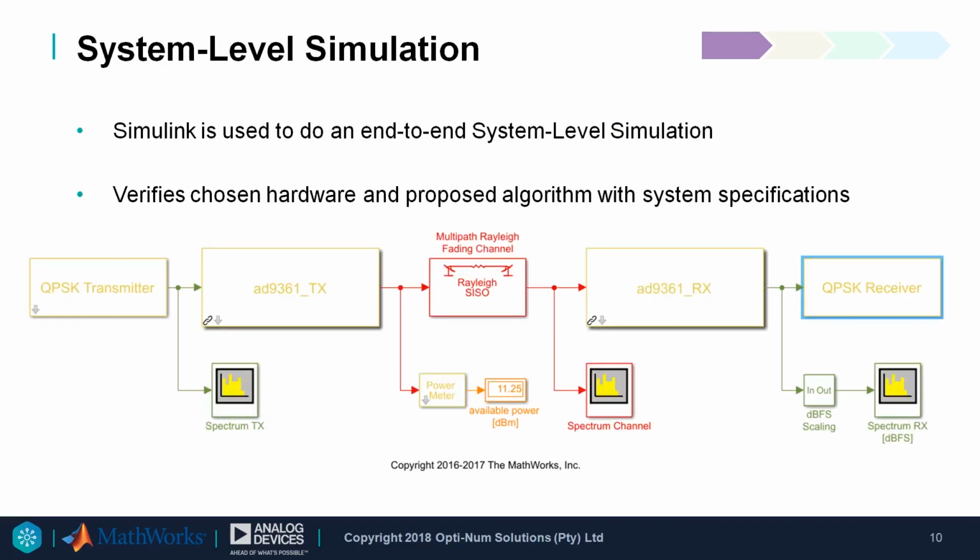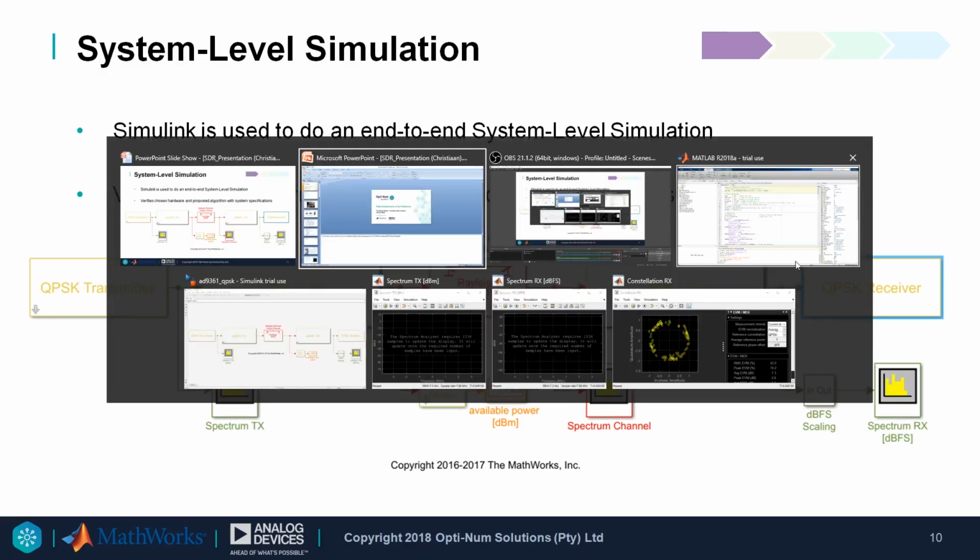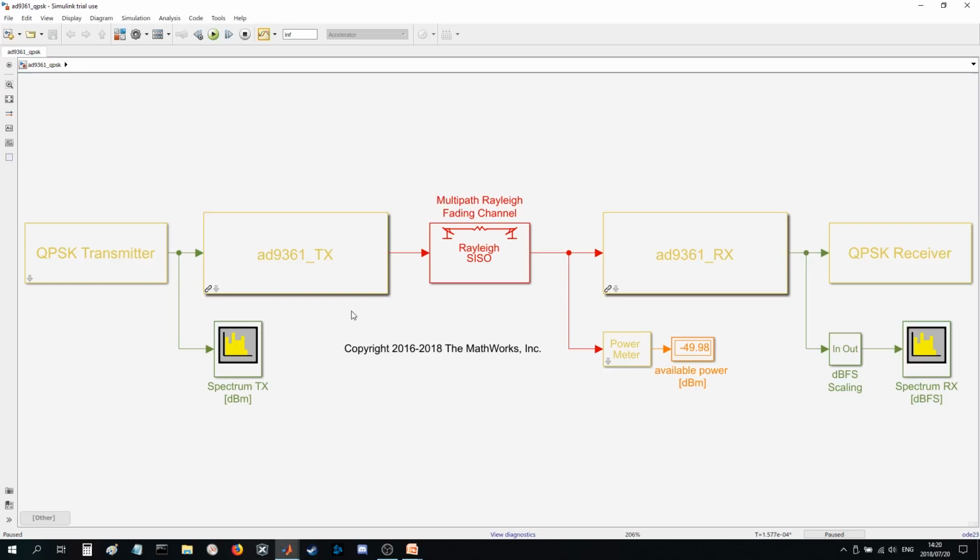Simulink can then be used to do an end-to-end system-level simulation to verify that our chosen hardware and proposed algorithm meets system specifications. This is an end-to-end model of our proposed system where we generate the message in the QPSK transmitter, send it to our AD9361's transmitter, where it is transmitted over our transmission channel to the AD9361's receiver, and then output to the QPSK receiver, where we can see the message in the diagnostic viewer once we run our simulation.